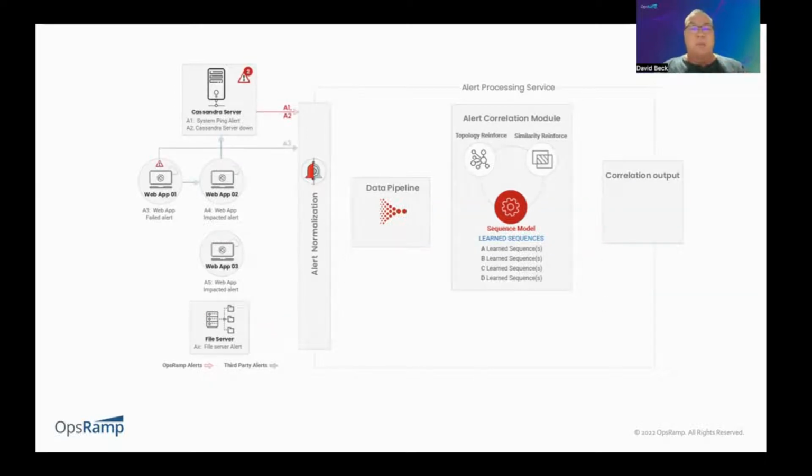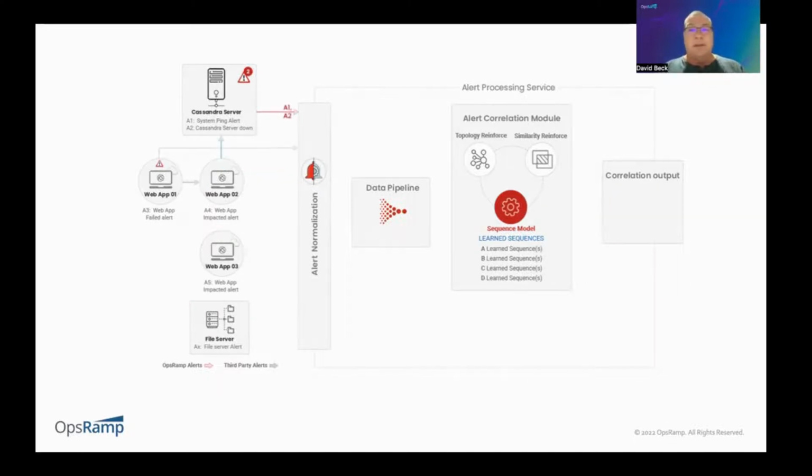And so where AIOps comes in is it collects all the alerts into a data pipeline, and it looks for sequences, it looks for patterns. So here we can see A1, A2, A3, and A4 happen in the same order each time. And so time-based correlation is one aspect.